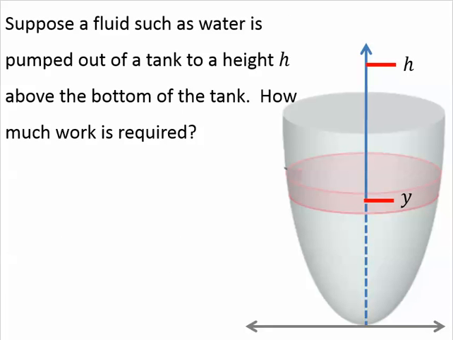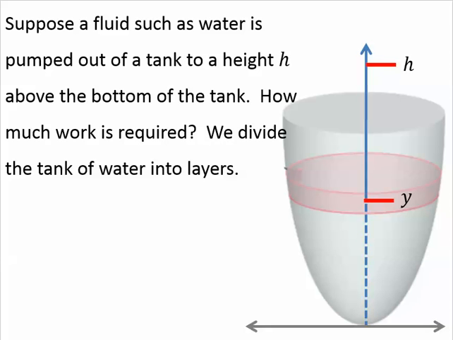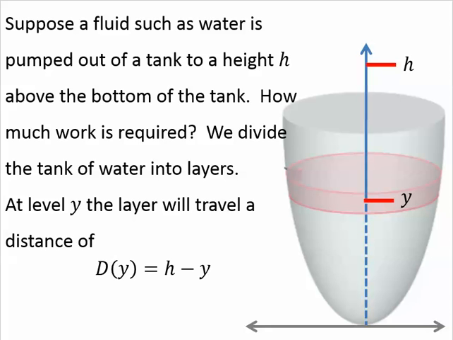Suppose a fluid, such as water, is pumped out of a tank to a height of h, h being the distance above the bottom of the tank. How much work is required? We divide the tank of water into layers. At level y, the layer will travel a distance of h minus y. So it's going to go from y up to h. So the distance is h minus y.